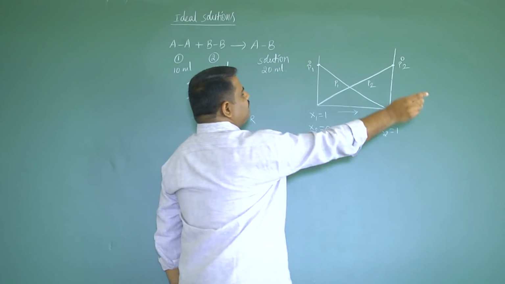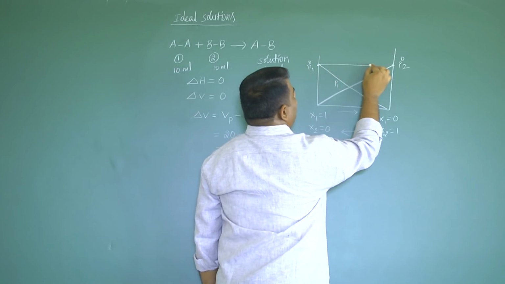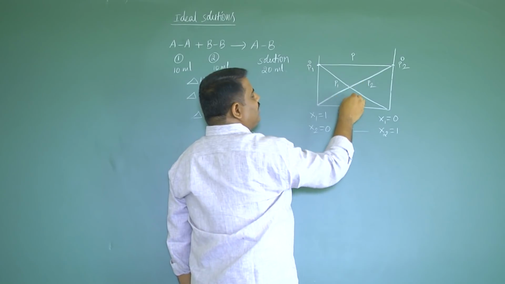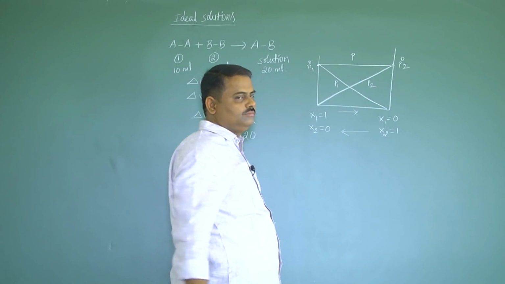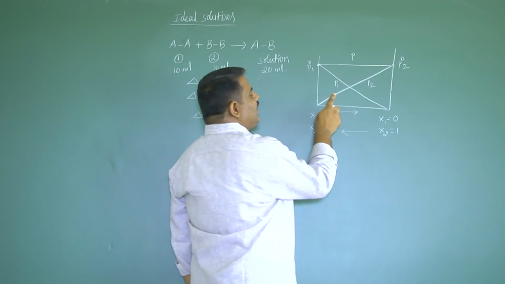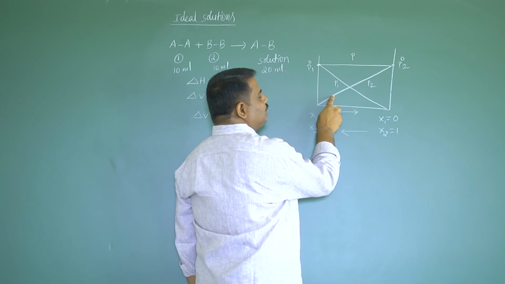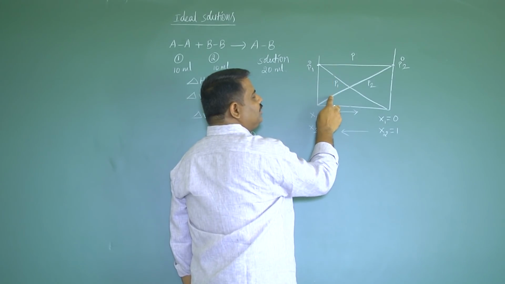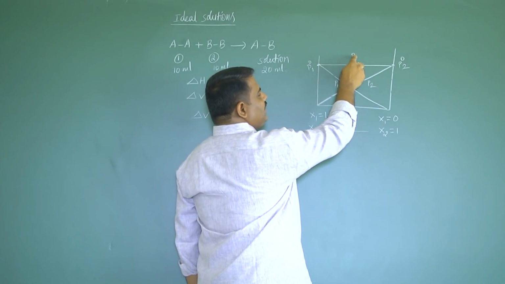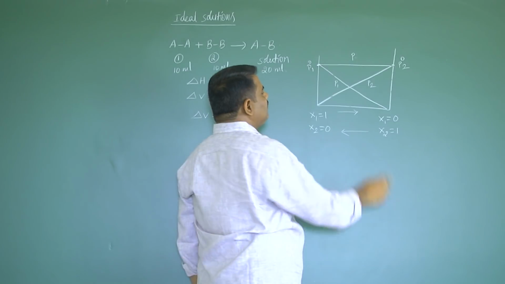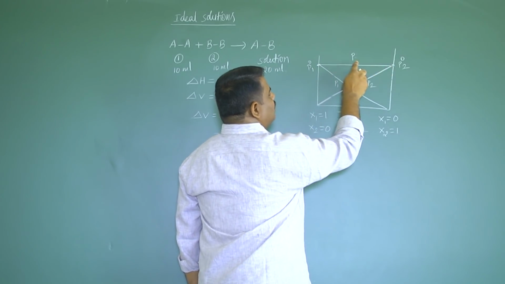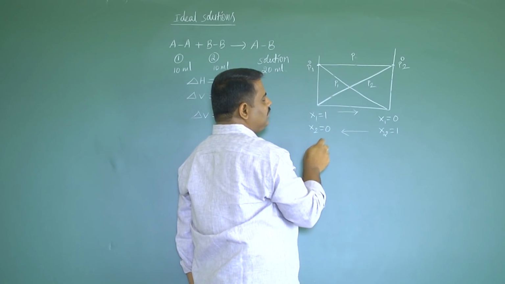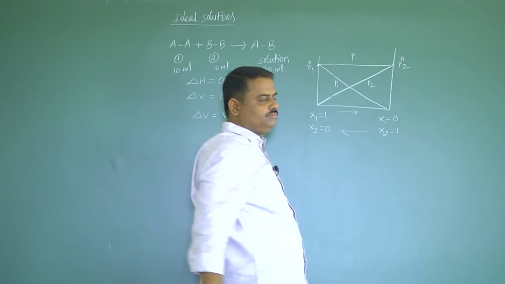Now finally, this line indicates total pressure of the solution at a particular point of time. For example, here I am taking P2, here I am taking P1. P1 plus P2 is equal to total pressure P. That means this line indicates total pressure of the solution in combined state.